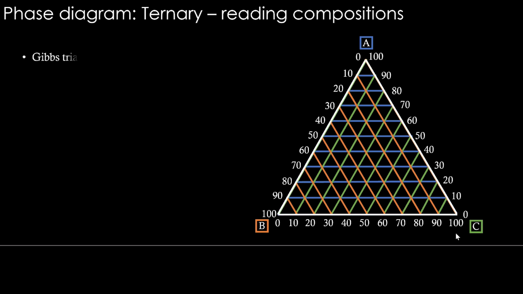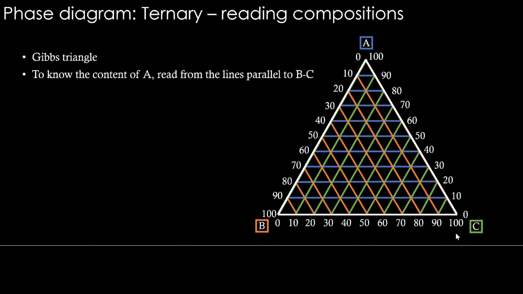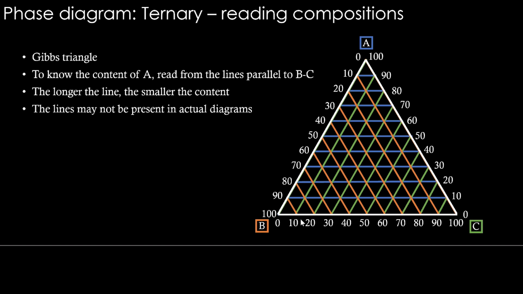Now this triangle is called the Gibbs triangle. To know the content of A, what we did is read from the lines parallel to BC. So you take the BC composition line and read A content with the lines that are parallel to BC, all these blue lines. And also, the longer the line, the smaller the content. That is another observation. More importantly, these lines may not be present in actual diagrams. There will be only phase stability regions, single phase, two phase, three phase, and so on. You have to bear this in mind. These lines may not be present in actual diagrams.